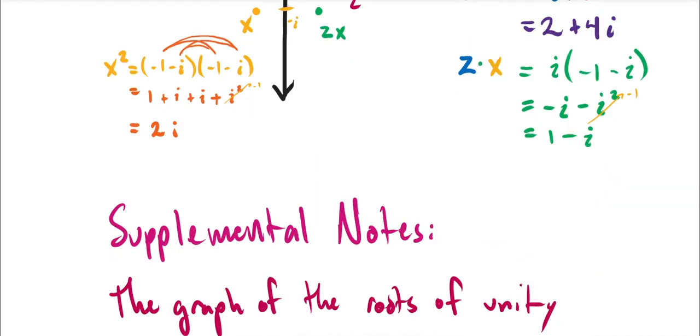Okay, I wanted to give some supplemental notes. These are not necessary. They're just if you're interested in a little more information about the complex numbers. In the last supplemental notes, I looked at the roots of unity and how those related to square roots, cube roots, fourth roots, and squares, cubes, and fourth powers, etc.